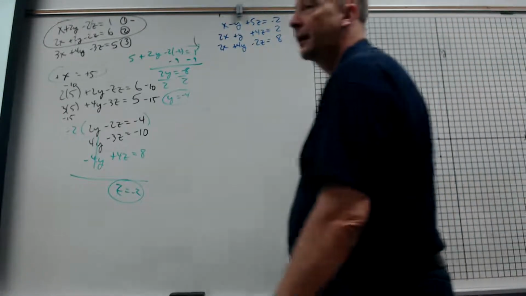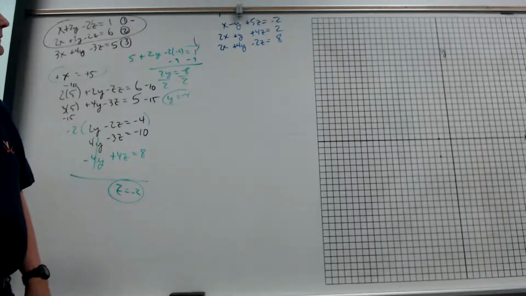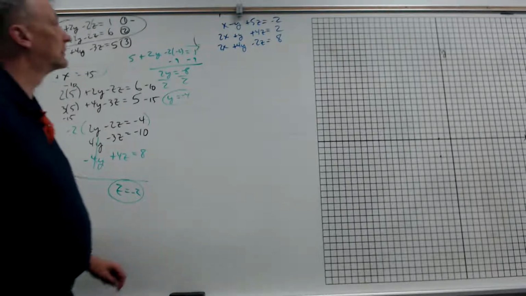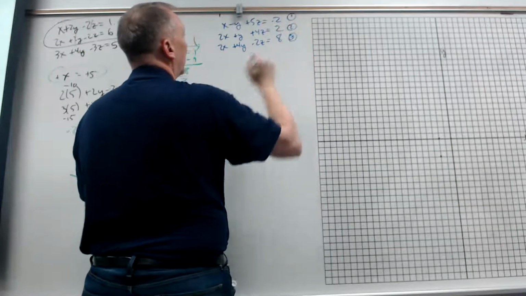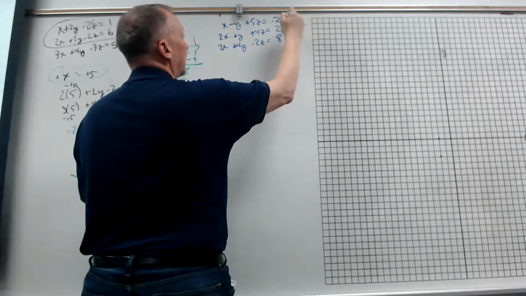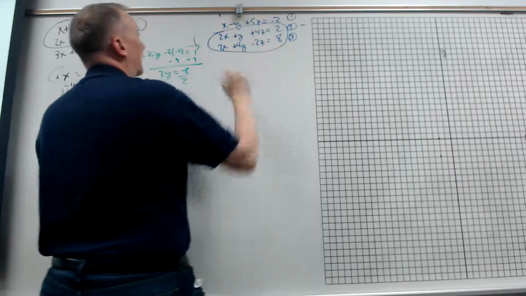So let's go with Mauricio. Which letter looks easiest to eliminate, the x's, the y's, or the z's? X. X, okay. How do you want to eliminate the x? You can pick equations 1, 2, and 3, and we're going to subtract 2 minus 3. Yes. Okay, so we're going to take these two, we're going to subtract them.